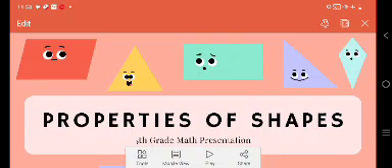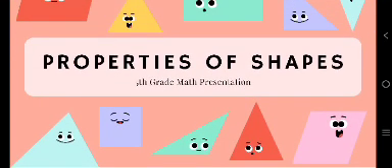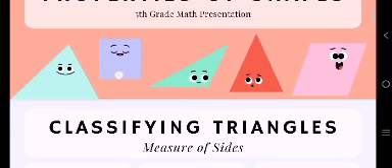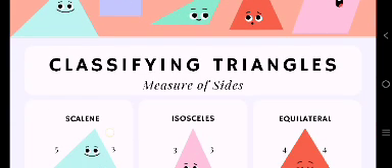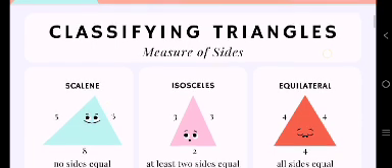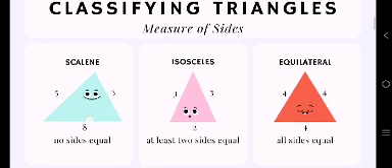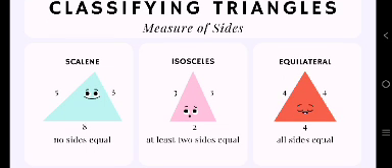Math Sparks. Today we are going to learn about properties of shapes. First, we'll learn classification of triangles according to the measure of sides. There are three types of triangle: scalene triangle, isosceles triangle, and equilateral triangle.